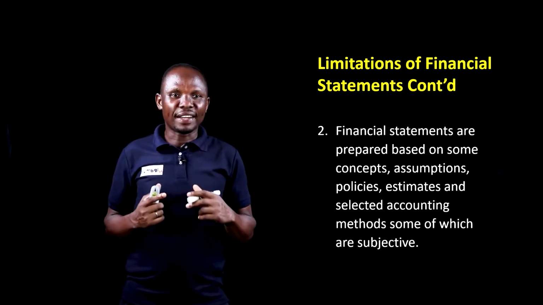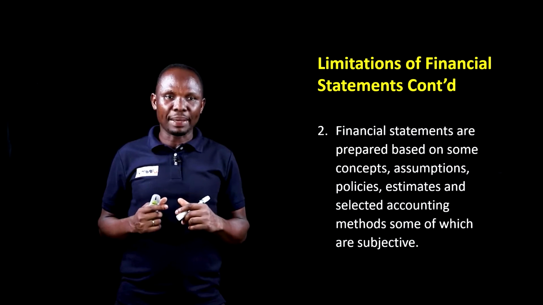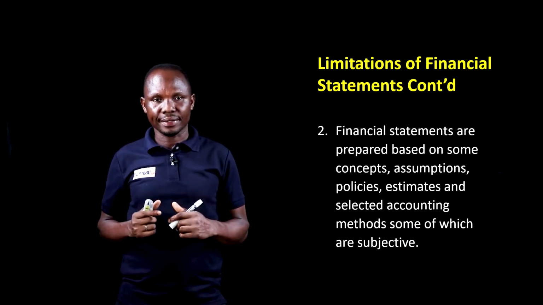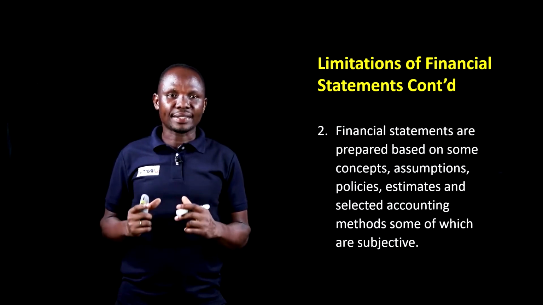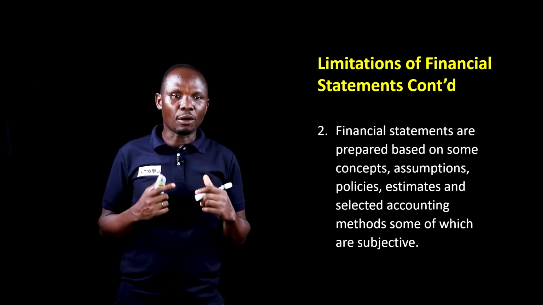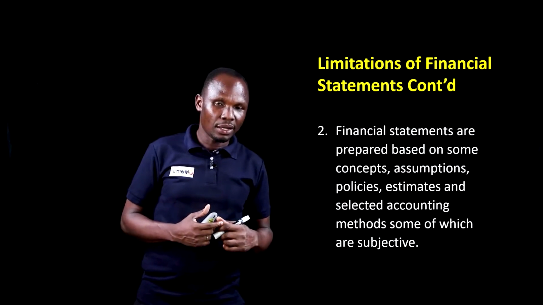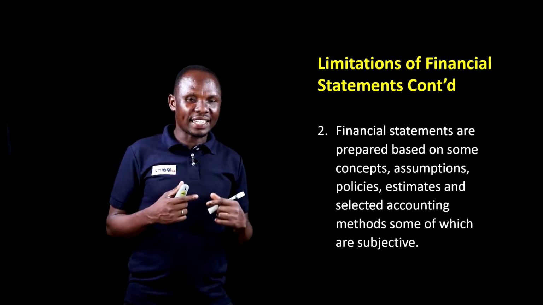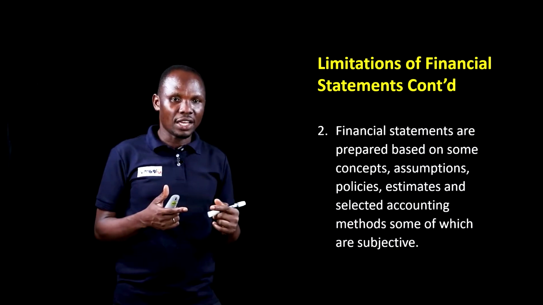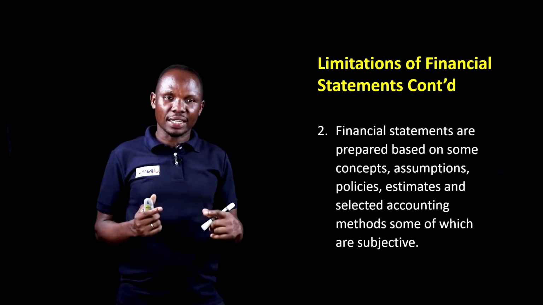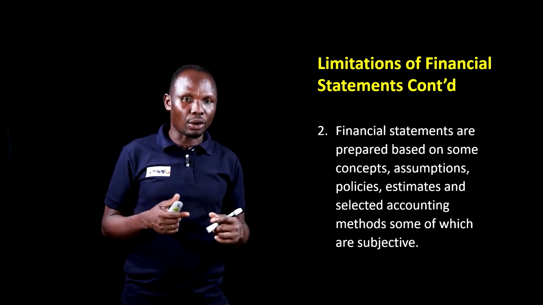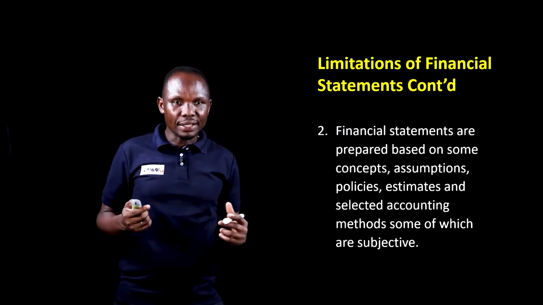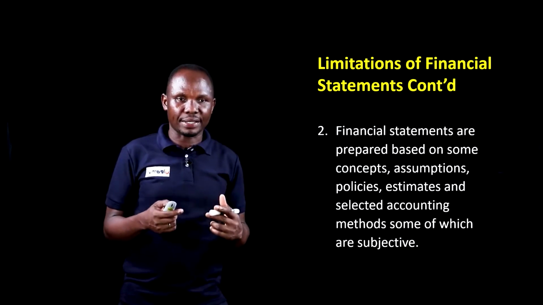2, financial statements are prepared based on some concepts, assumptions, policies, estimates, and selected accounting methods, some of which are subjective. For example, provision for bad and doubtful debt is subjective. The amount is purely decided based on the opinion of the accountant. So that information, for example, is not objective.